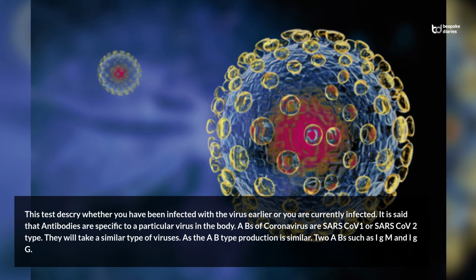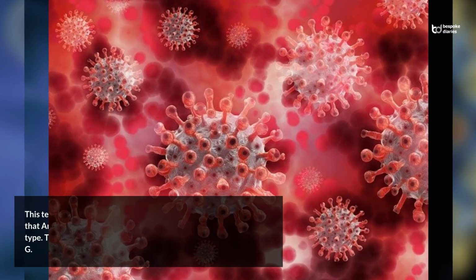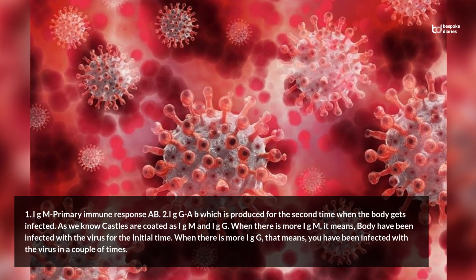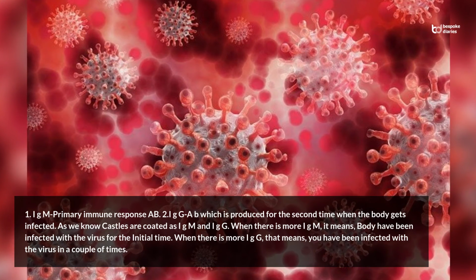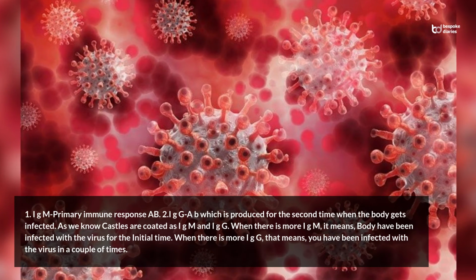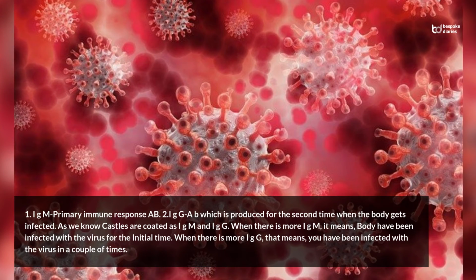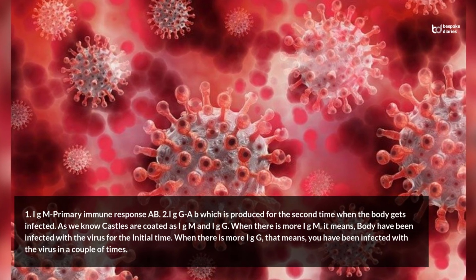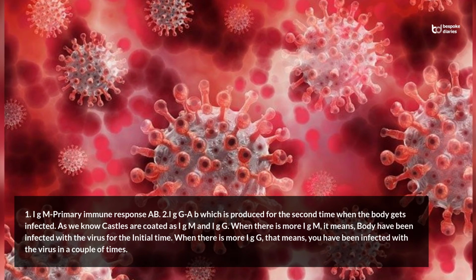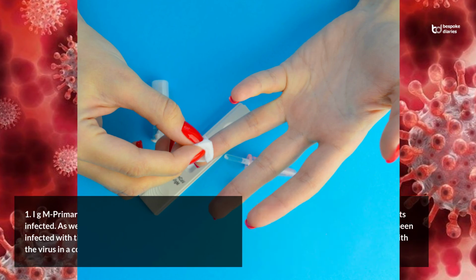As the antibody type production is similar, there are two antibodies, IgM and IgG. 1. IgM, the primary immune response. 2. IgG, the antibody which is produced the second time when the body gets infected. As we know, cassettes are coded as IgM and IgG. When there is more IgM, it means the body has been infected with the virus for the first time. When there is more IgG, that means you have been infected with the virus a couple of times.